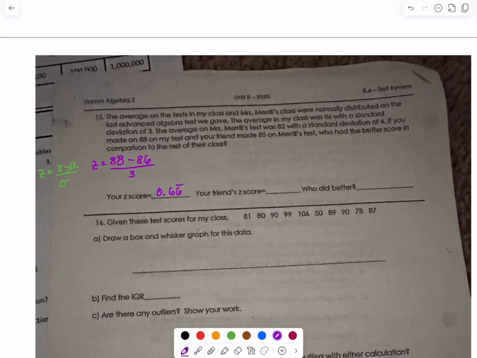But then your friend, so that z-score, they made an 85, and the average there was an 82 with a standard deviation of 4. 0.75.